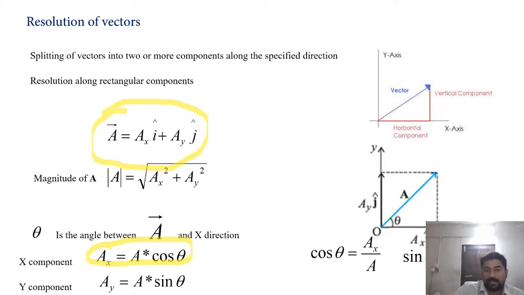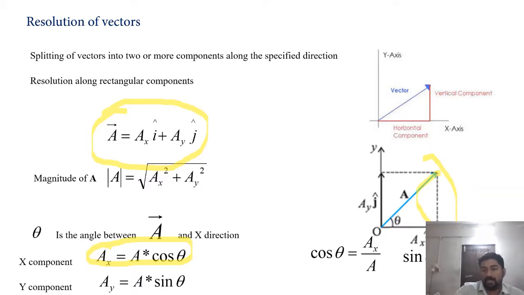So what is the y component? The y component is in this direction, which is parallel to this side, so you can find this also the same way. What is this angle? From the sin theta definition, sin theta is equal to opposite side by hypotenuse. Sin theta is equal to a y by a.